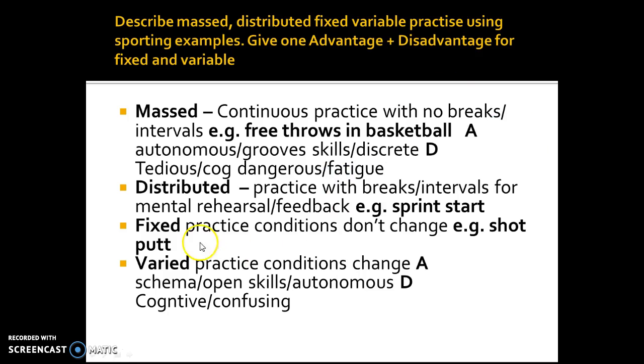It's fantastic for autonomous performers because they're motivated to learn skills. And secondly, it's really good because it allows the skills to be grooved. It also works well for discrete skills that have a clear beginning and end and are started and finished very quickly. You can pick any one of those, whichever one you feel. If you're talking about autonomous, you have to say because they're motivated to keep doing it over and over again. Disadvantage, obviously, doing the same thing over and over again can be tedious, especially for cognitive performers. It can also be bad for dangerous skills because you could get tired continuously practicing with no intervals, which could cause a fatality in sports such as swimming.